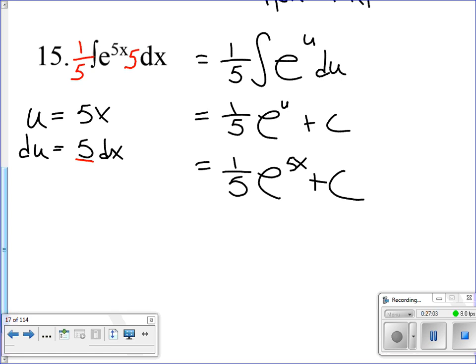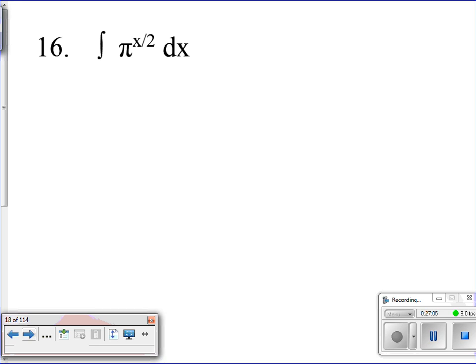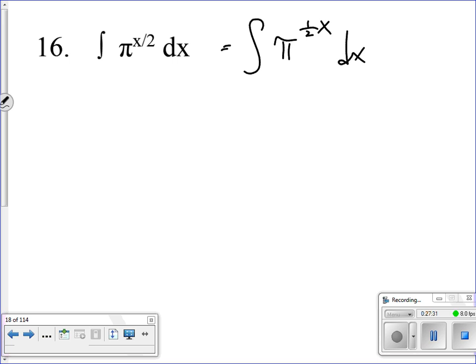Okay, moving on, 16. Now 16, no constant to pull out because that pi is a constant, but it's being raised to an exponent. It has to be a constant multiplier to be pulled out. So there's nothing to pull out. But this is going to be that a to the u rule. Right? So I am going to do one thing. I'm going to rewrite that. Instead of rewriting it as x over 2, I'm going to write that as 1/2 x. Right? It's always nice to rewrite as a coefficient, a constant, times x to a power.